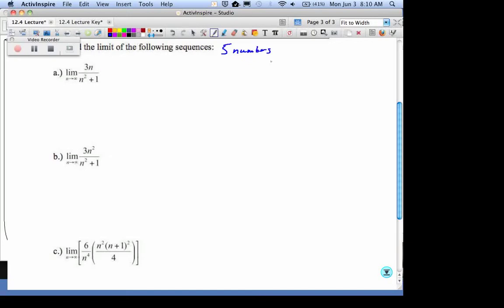So what do you get when n equals 1? 3 over, right? 3 times 1 is 3, 1 squared is 1, plus 1 is 2, so 3 over 2. What do you get when n is 2? 6 over 5. What do you get when n is 3? 9 over 10. What do you get when it's 4? And 5?